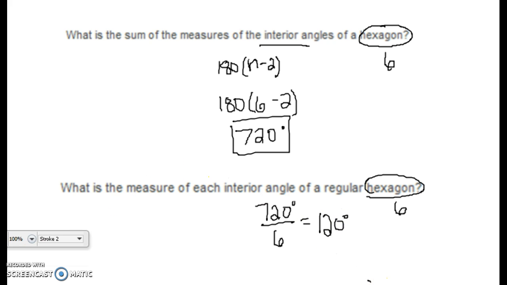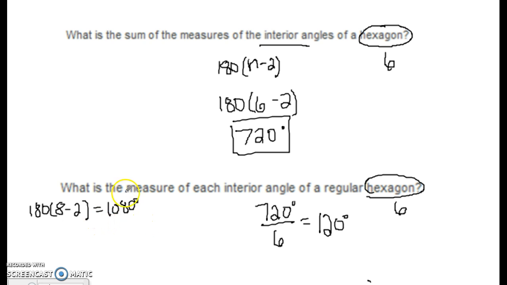If this had said, what is the measure of each interior angle of an octagon, we would have to start off by finding the sum of all the angles. So we'd do 180 times 8 minus 2, which is 1080. Then we would take that total sum and divide it by how many sides there are. In this case, if you had an octagon, each angle would be 135 degrees. So you're still going to use that sum formula to get the sum of all the interior angles, and then divide it by how many angles you have.